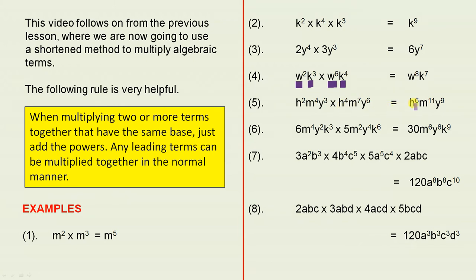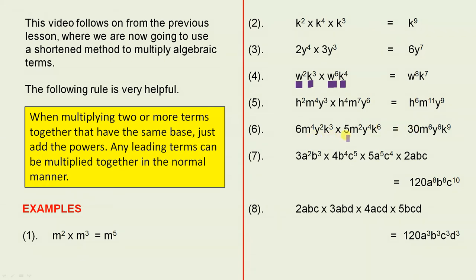is h to the power of 6. m to the power of 4 times m to the power of 7 is m to the power of 11. And y cubed times y to the power of 6 is y to the power of 9. And that's the answer. 6 times 5 is 30.